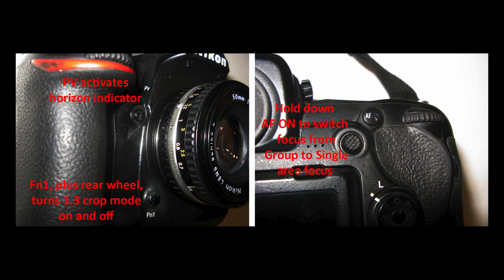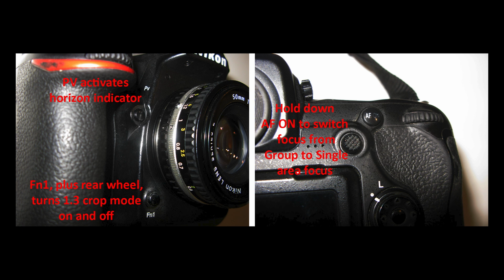So on the right at the top, there's a button. Where is it? Right here. It's on the right-hand side. So right here, this top button, when I push that, it gives me a little virtual horizon or a little horizon marker inside the viewfinder, to see if I'm level or not.